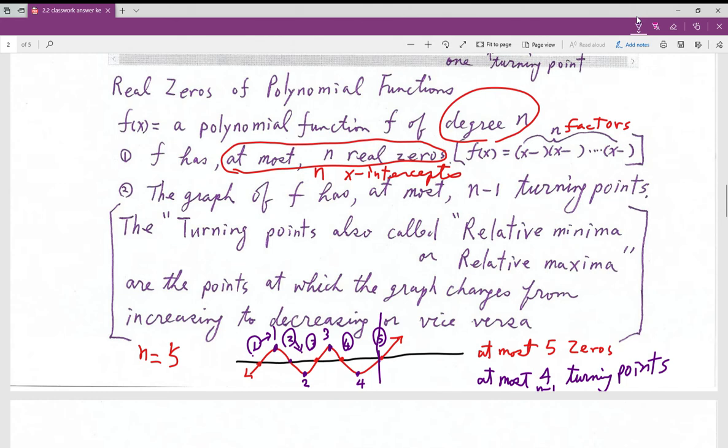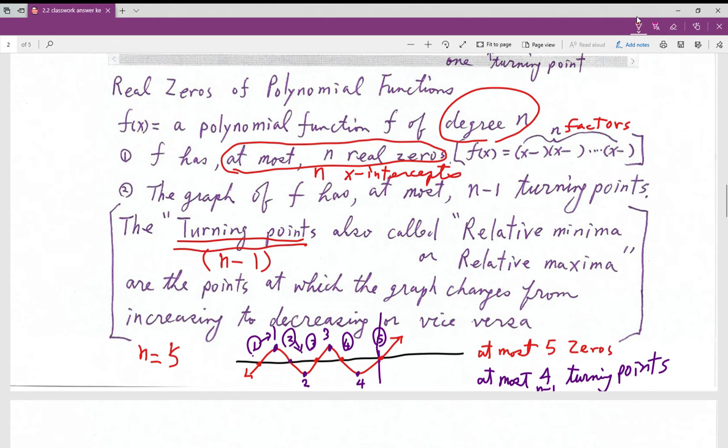So the formula for the turning point is n minus 1. If you have n zeros, you have n x-intercepts. Therefore, you have n minus 1 turning points, because after the last x-intercept you cannot find any more turning point. It's not going to turn. The graph is not going to turn anywhere. Just keep going, no turn.